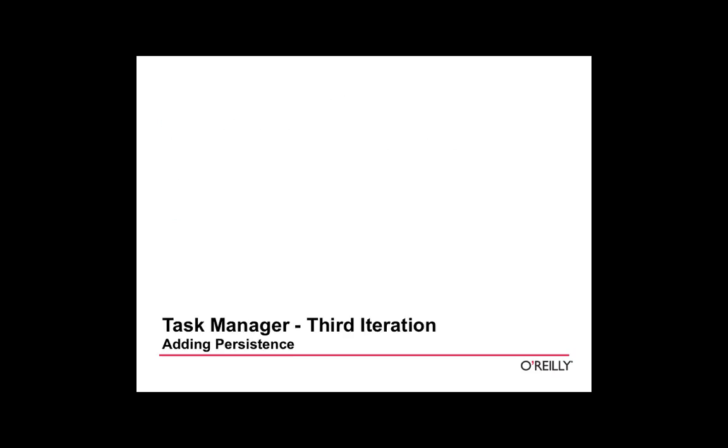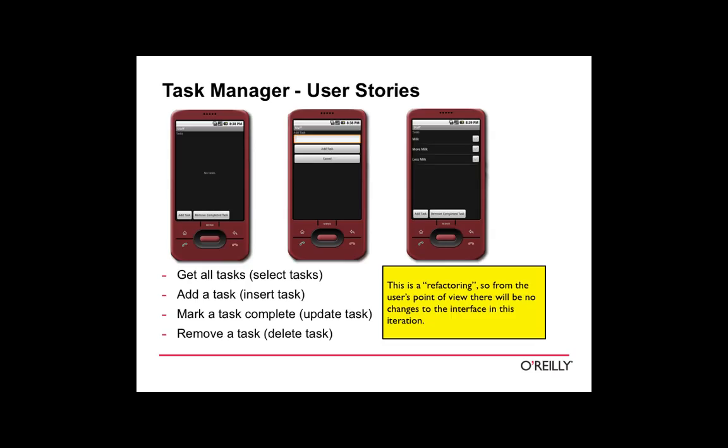So adding persistence. The user stories that we're going to be working with in this iteration are exactly the same as they were before. There's nothing different about that. You still want to get all the tasks. You still want to add tasks into the application, mark a task complete, remove a task. So from a user-facing perspective, and also at least in the 2 cases where we get tasks and add a task, this is what's known as refactoring. So let me just talk about that really quick.